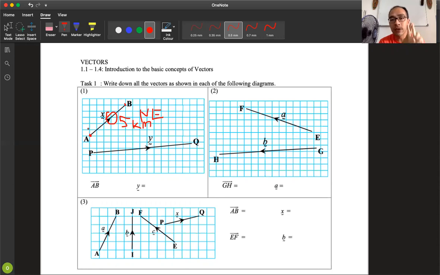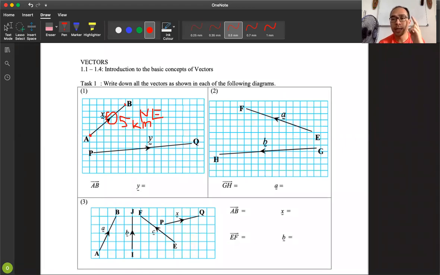The direction given to you is always shown by the arrow. If you see the arrow over here, the arrow will always tell you the direction. So, tengok anak panah betul-betul. You have to look at the arrow very carefully, so that you don't make a mistake.